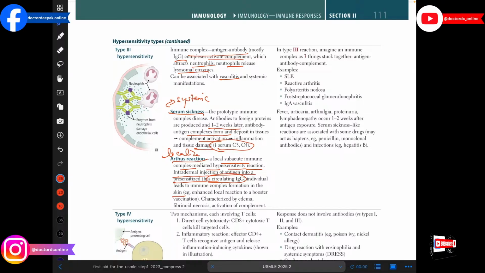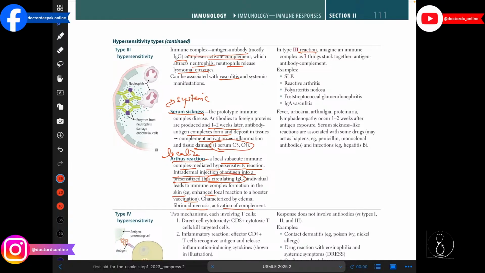And if you guys notice, on the same site of the injection, after giving the injection, there will be swelling or redness. This happens due to an enhanced local reaction to booster vaccination, and it is characterized by edema, febrile necrosis, and activation of complement.